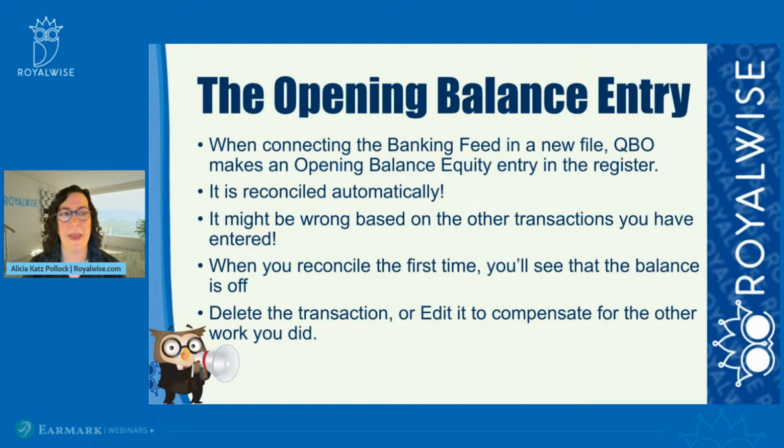Now, when you do connect the banking feeds, it will sometimes create an extra pre-reconciled transaction that's in opening balance equity that sometimes might be right, but sometimes might be wrong. So if you're doing that first reconciliation that I was talking about earlier, and it's not squaring up, go to the register and look for an extra transaction on the first day of the bank connection and see if it already has an R in it, and then you can delete it or you can edit it and adjust it for whatever it's supposed to be. But this one trips people up.